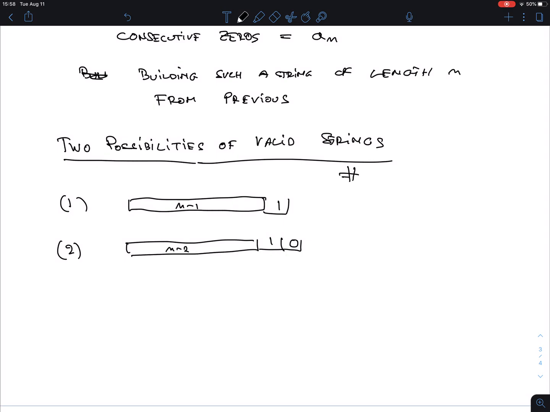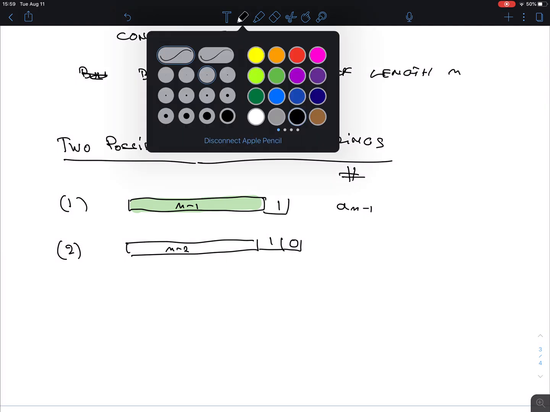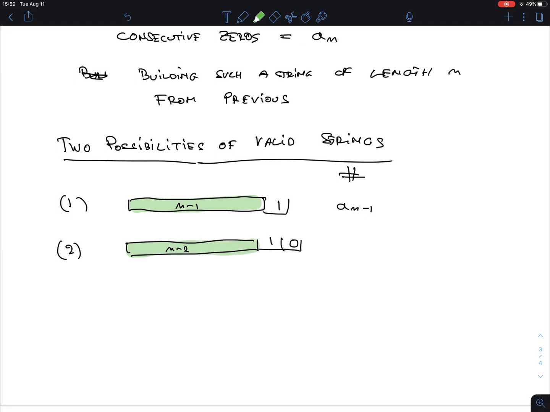So let's count now how many there are. Of the first type, what's in the box is a valid string of length n minus 1, so by definition there are a_{n-1} of those. In the second box, this is a valid string of length n minus 2. Why n minus 2? Because the 1 and the 0 are already fixed now, right? It must end in 1, 0. So there are only a_{n-2} here.